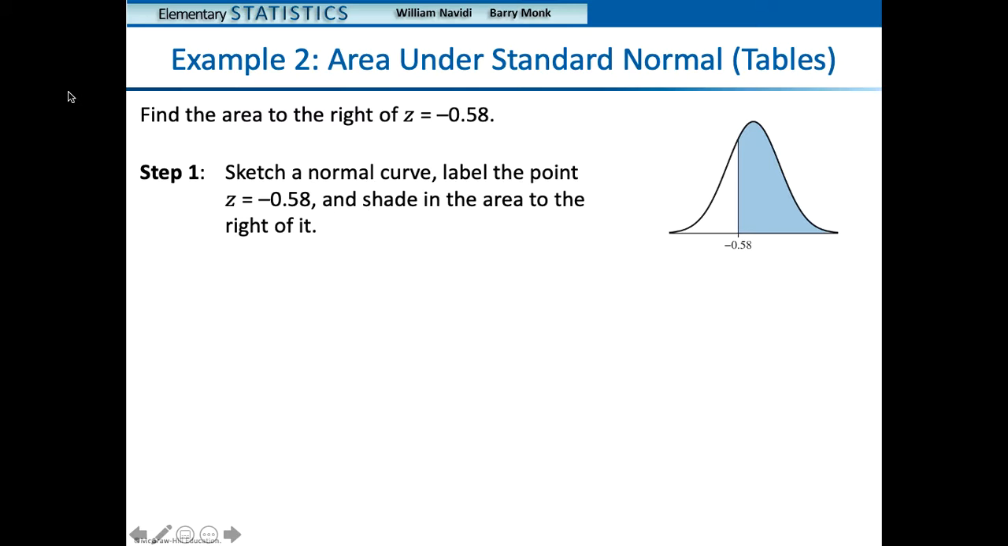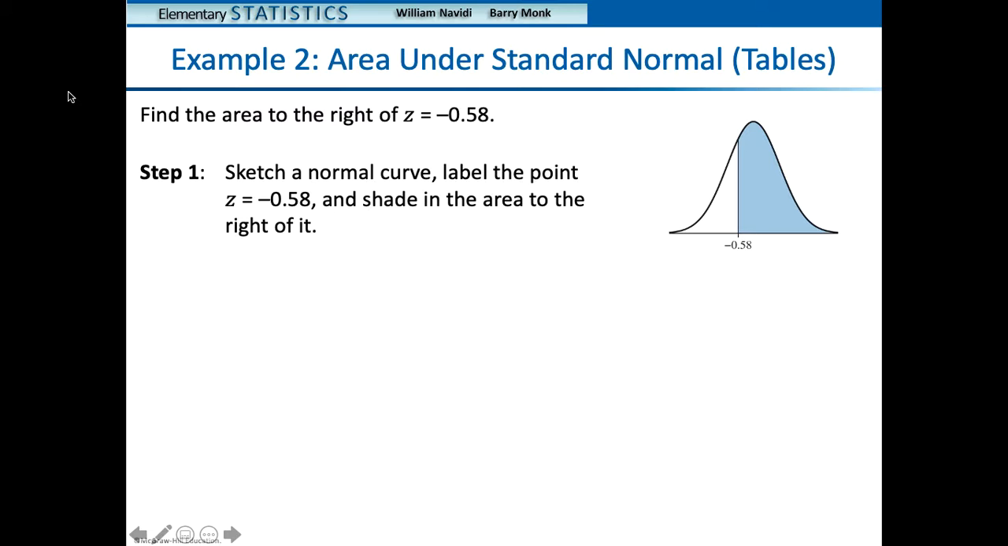Okay, so let's look at an example of how to use the table to find the area to the right of a given z-score. In this example, we're asked to find the area to the right of z equals negative 0.58. Again, I would highly recommend that for all of these problems, you do a quick sketch of a normal curve and label roughly where you would expect the z-score to be. A negative z-score is always going to fall to the left of the middle, right? Because it represents a data value that is below the mean.